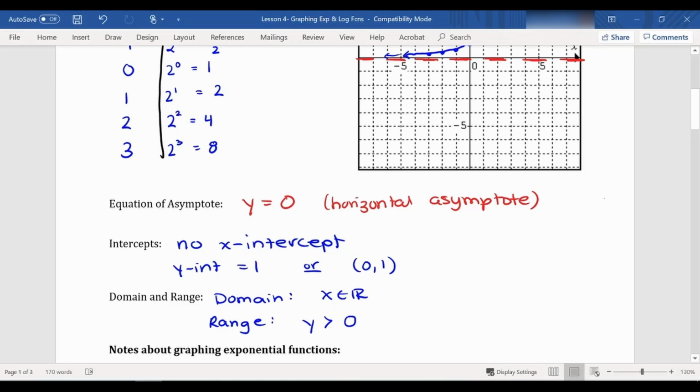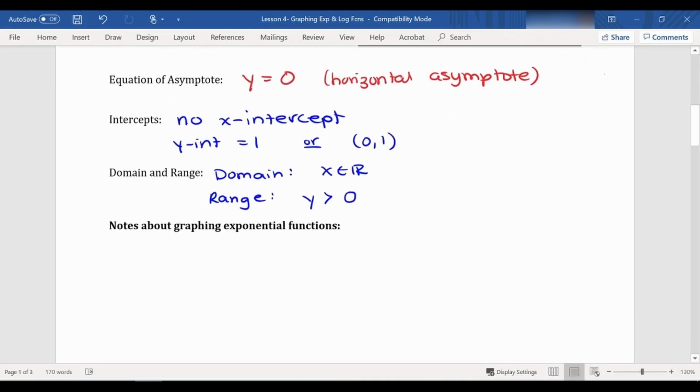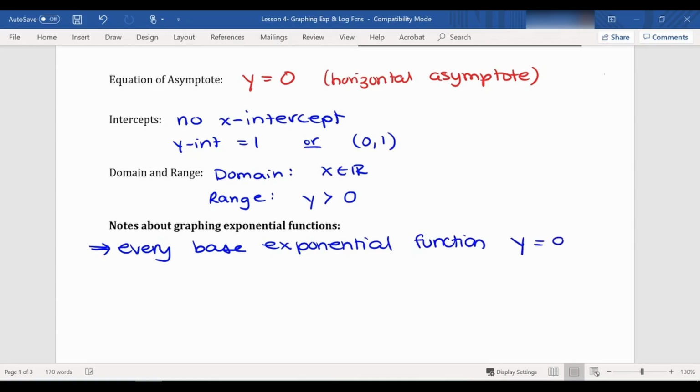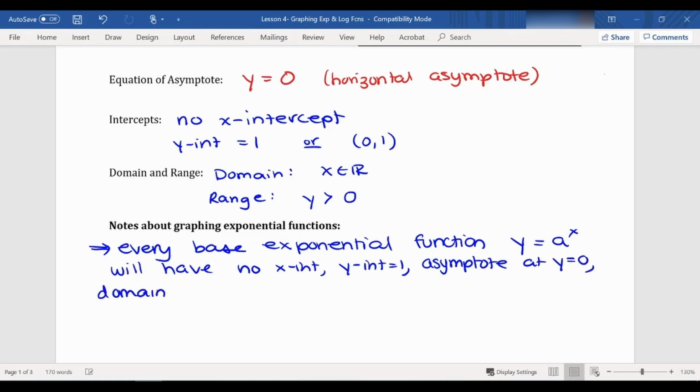So just some notes about graphing exponential functions. Every basic exponential function y equals a to the x. Okay, so if it's just a basic one like this, we'll have no x-intercept, a y-intercept at 1, an asymptote at y equals 0, a domain of all real numbers, and a range of y is greater than 0.